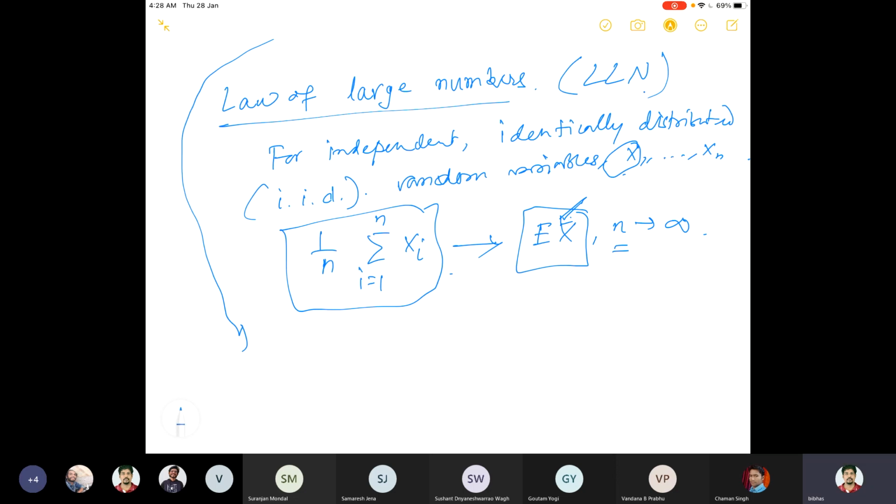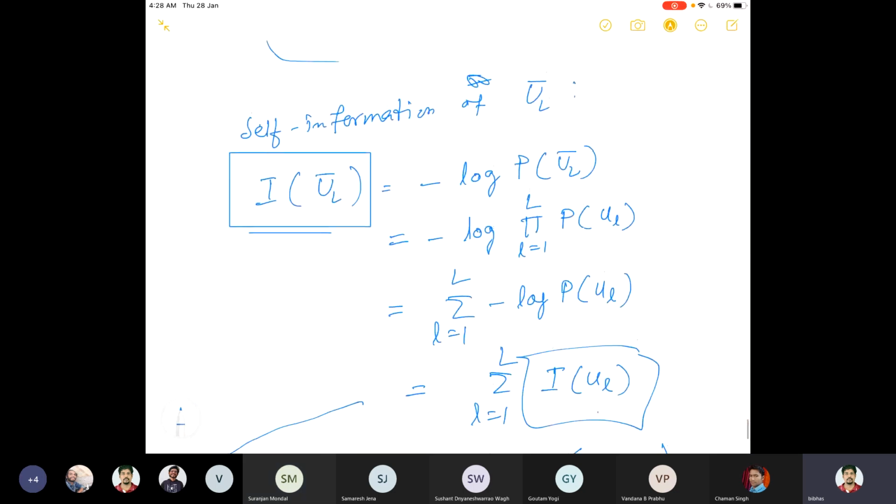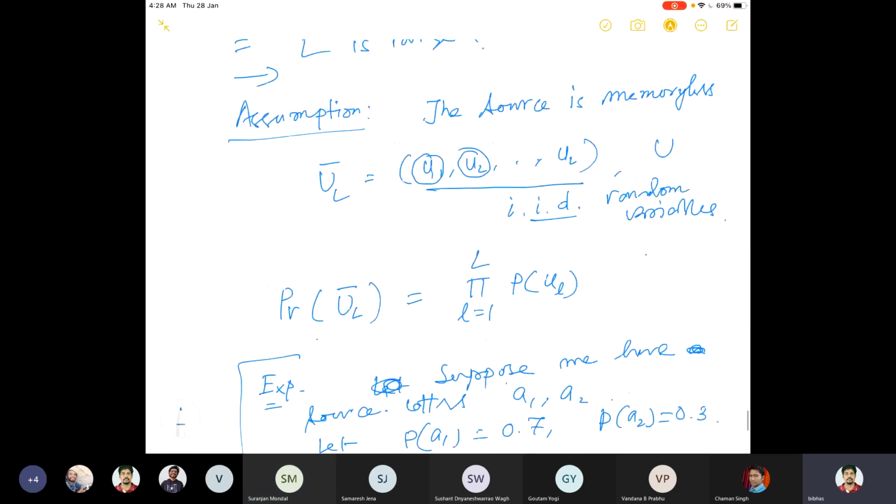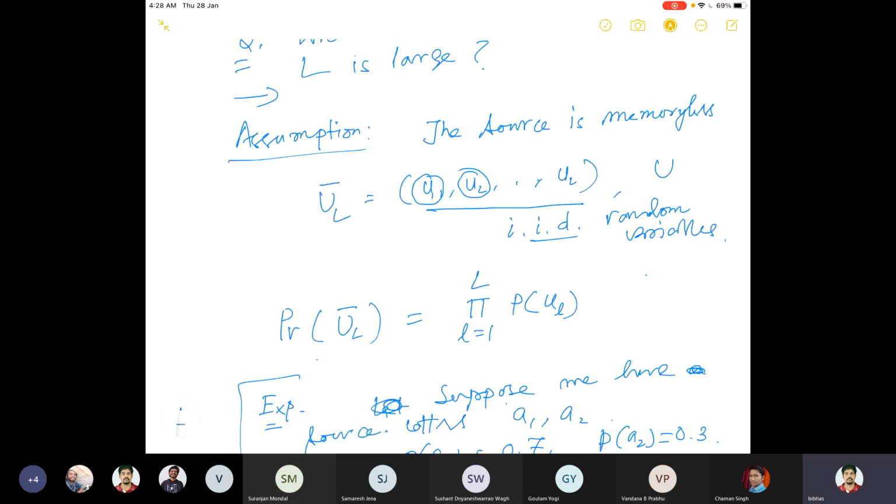You got it? Yes, sir. So why is this issue coming? Because see how we started: we started with U1, U2, UL. This U1 is one of A1, A2, AK. This U2 is one of A1, A2, AK. This UL is also one of A1, A2, AK, because that is the collection of our source letters. But U1 is independent of U2, and U2 is independent of UL. So U1 and U2 can be different, but they are independently chosen. So the distributions of U1 and U2 are the same, but they may take different values.